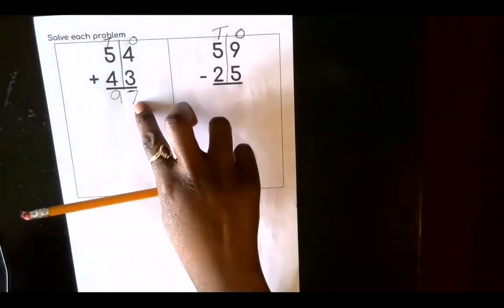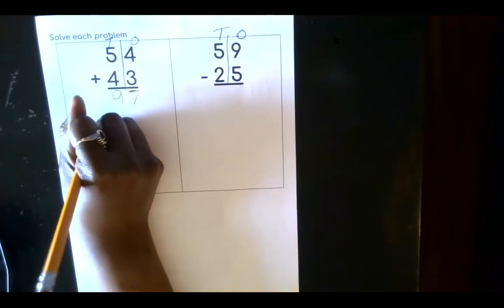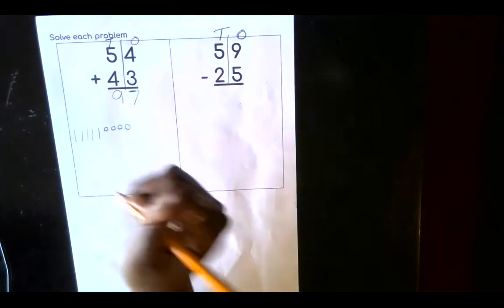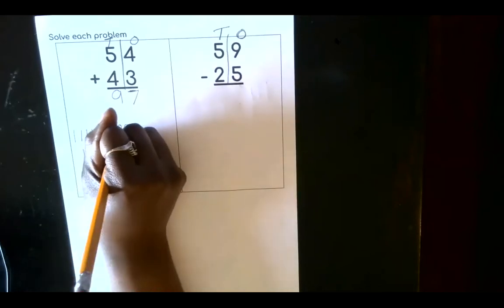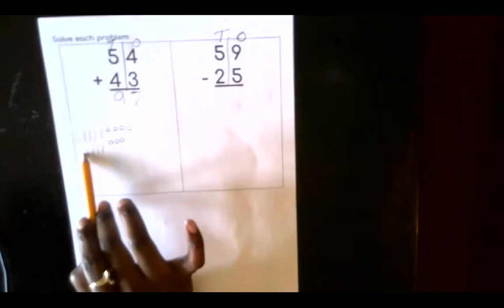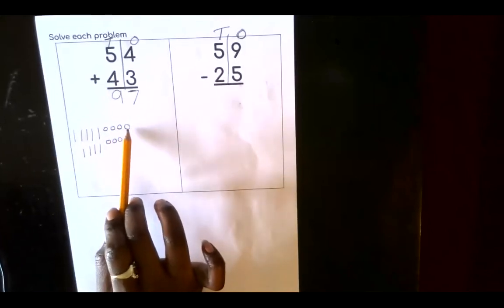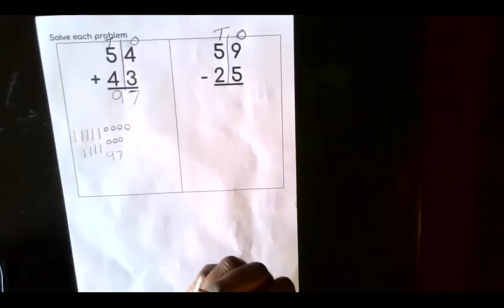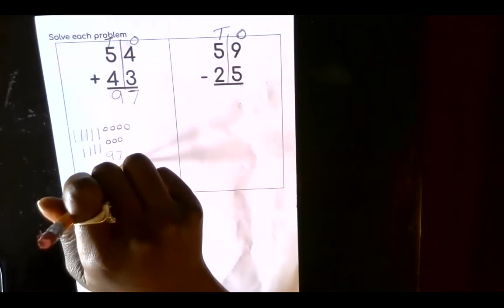So I did it with an algorithm, a math problem. I'm going to check it with a picture. 10, 20, 30, 40, 50, 51, 52, 53, 54. Now 43 would be 10, 20, 30, 40, 41, 42, 43. So 10, 20, 30, 40, 50, 60, 70, 80, 90, 91, 92, 93, 94, 95, 96, 97. Got the same answer. So I solved it using the algorithm. Then I checked it with a picture.